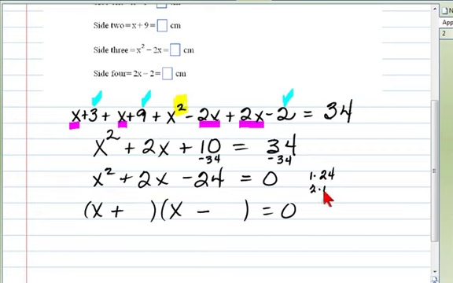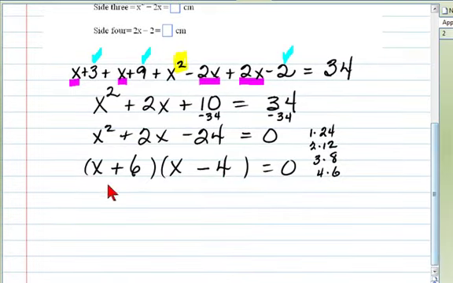Now, it might have been necessary for you to say, well, 1 times 24, no, that doesn't work. 2 times 12, that doesn't work. 3 times 8, no. 4 times 6, yes. So it's fine for you to list out all the possibilities. Because the middle term is a positive 2, I'm going to put the big factor there. All right, I'm almost finished with just solving the equation.